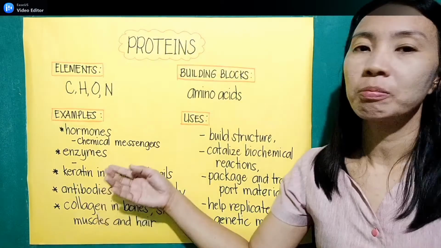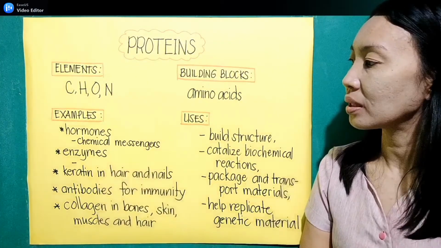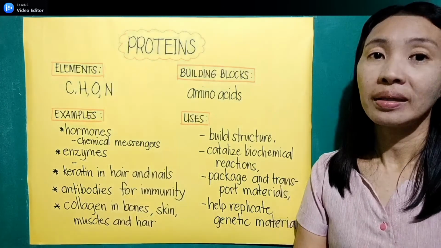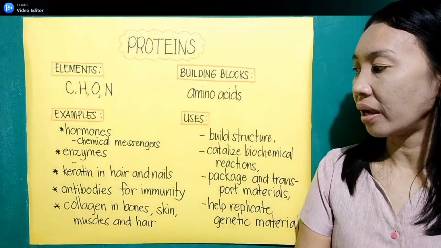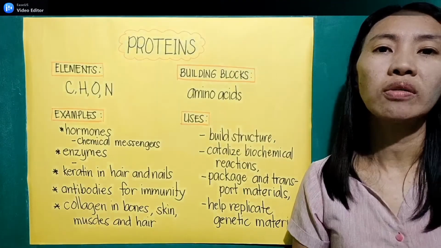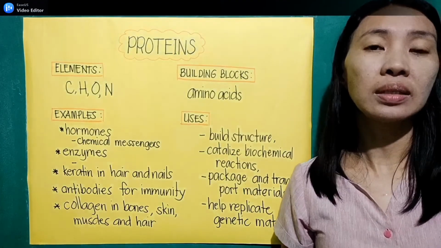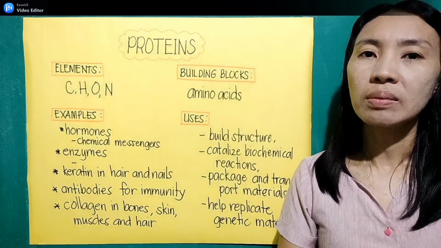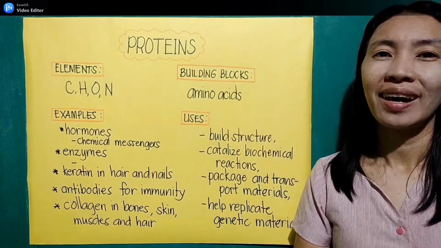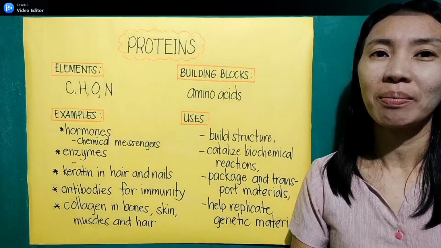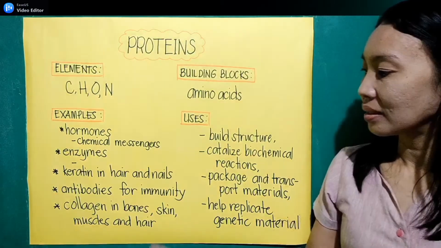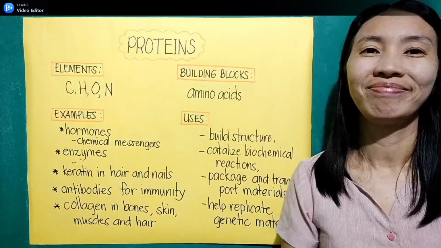Now, the examples of proteins are hormones that are chemical messengers like insulin, enzymes, keratin in hair and nails, antibodies for immunity. If you encounter some sort of an organism that can cause disease in your body, your immune system is going to fight that off with things called antibodies, because antibodies are made up of proteins. Collagen in bones, skin, muscles, and hair.